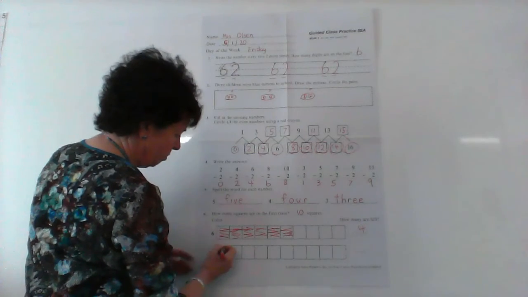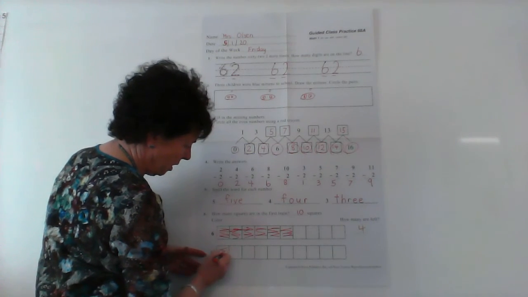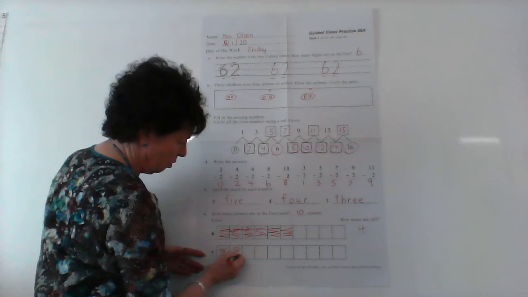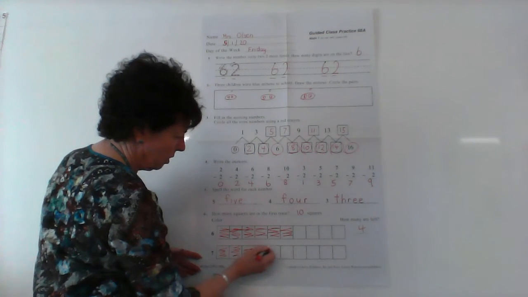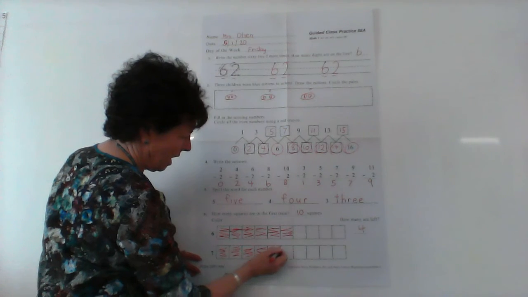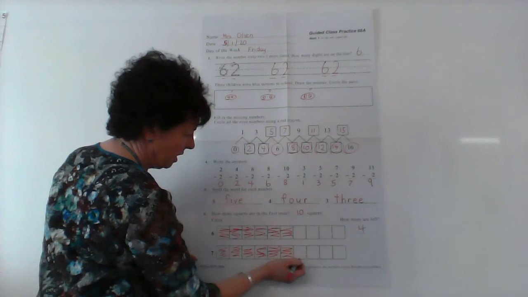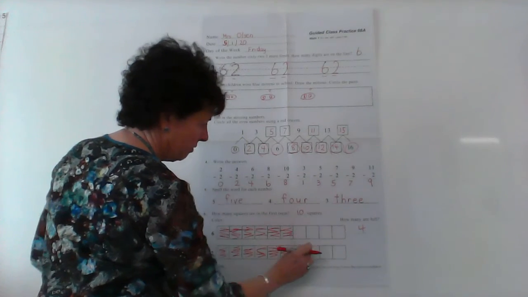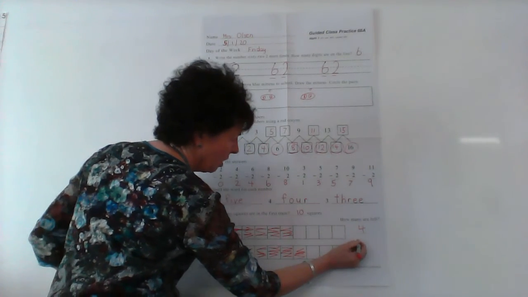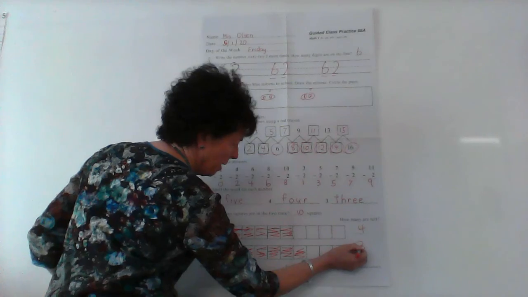Now they want me to color 7. 1, 2, 3, 4, 5, 6, 7. How many are left? 1, 2, 3. 3 are left.